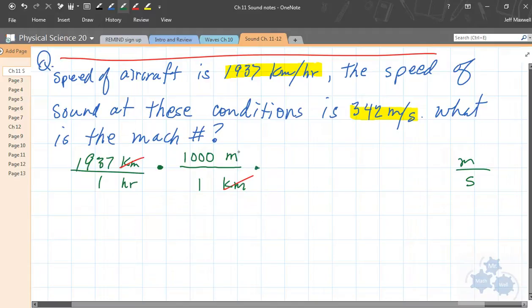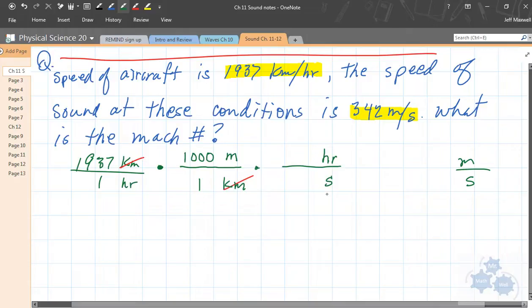Okay, so the next one. Now I've got meters. See, right now I have meters per hour. Is that what I want? Nope, I want meters per second. So you might know this already by now. You can chunk this down into smaller pieces, but you might already know how many seconds are in an hour.